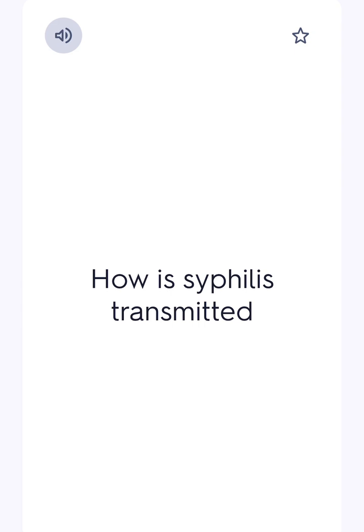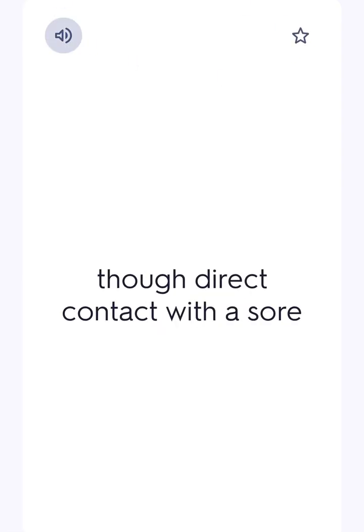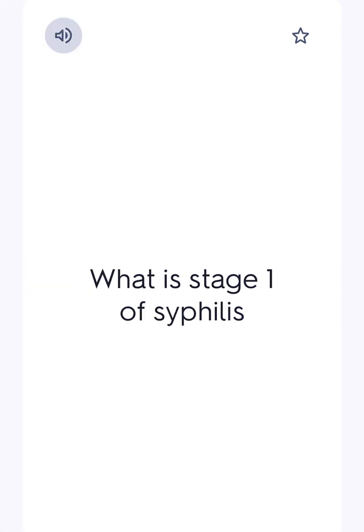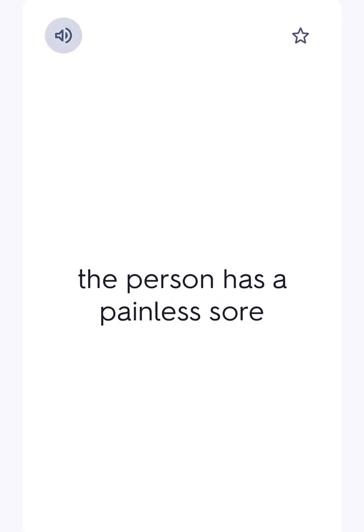How is syphilis transmitted? Through direct contact with the sore. What is stage 1 of syphilis? The person has a painless sore.